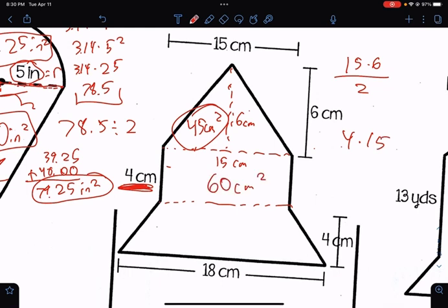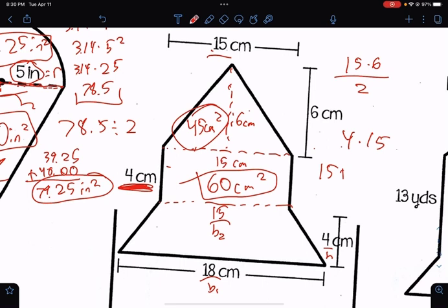Now I got to find my trapezoid. So I have 60 and 45. Now I got to find the trapezoid. So this can be my base 1. My base 2 is up here. This is 15, this is my base 2, and then this is my height. So I'm going to add the 2 bases together, 15 plus 18. I'm going to get 33.